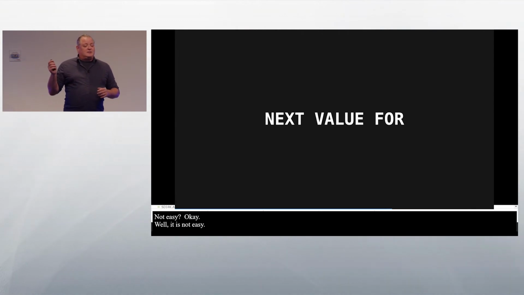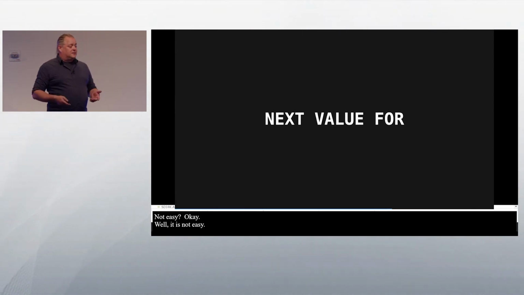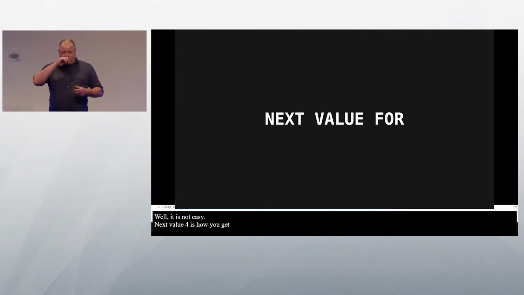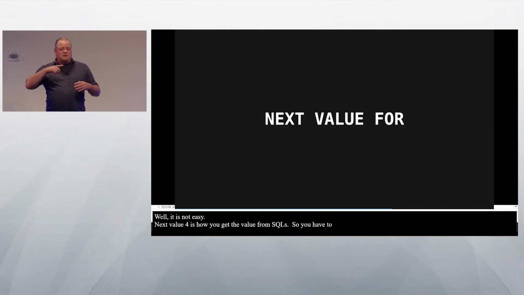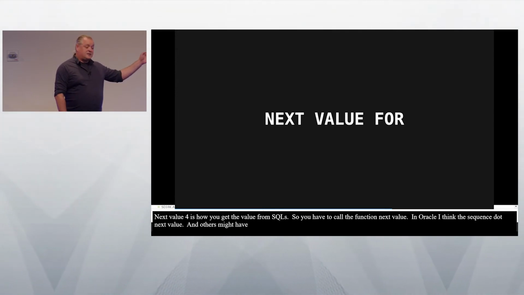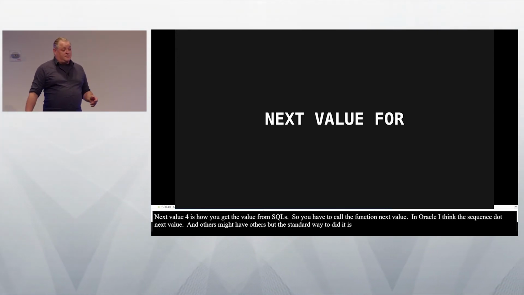Next value for is how you get the next value from a sequence. In Postgres, you have to call a function, nextval. In Oracle, I think it's sequence dot nextval. Others might have others, but the standard way to do it is just say next value for and the sequence name.